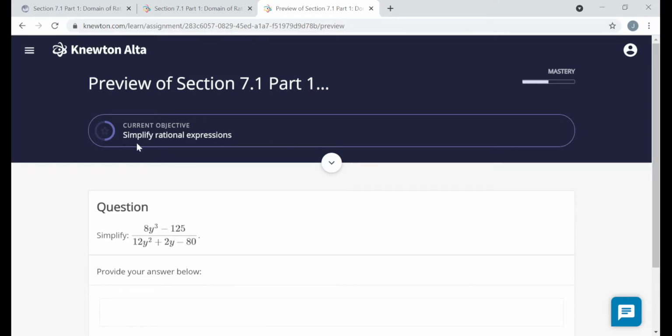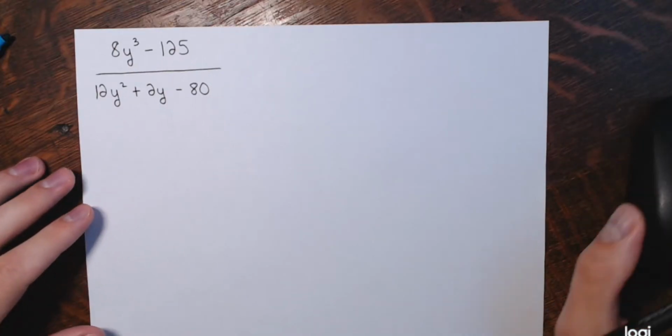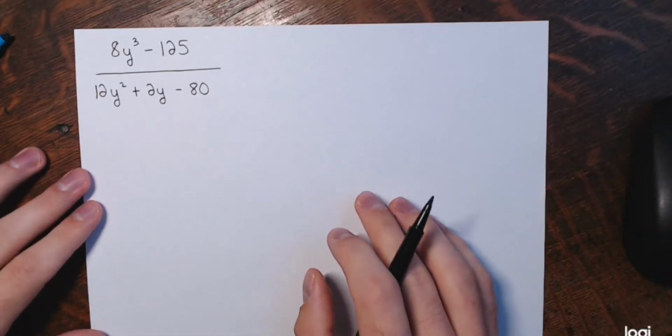Same objective here, simplify rational expressions. So once again, I'm going to write this out. We'll factor the numerator completely, factor the denominator completely, and cancel any common factors. And I will also state the values of y that aren't in the domain, that can't be used. All right, that would make the denominator 0, make it undefined.